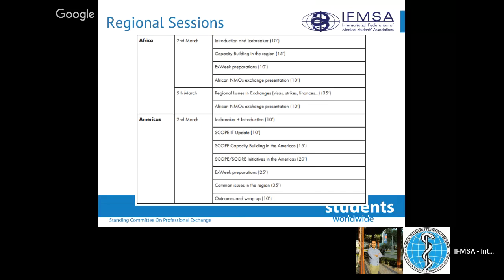And as you can see here, you have that whole table with what everyone will go through. You will have some introductions and capacity building. Exchange week preparations will be in all the different SCOPE sessions. Americas will have some SCOPE IT update, also capacity building. And yeah, you can move on to the next slide.